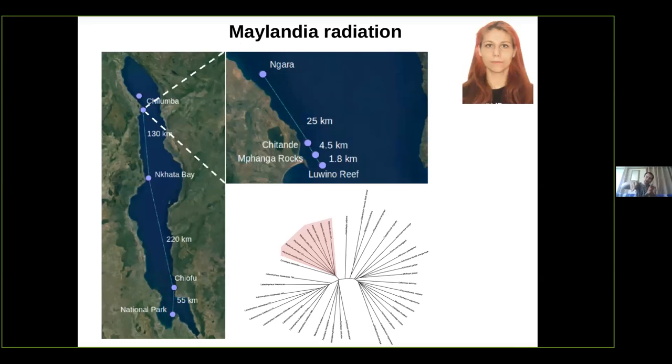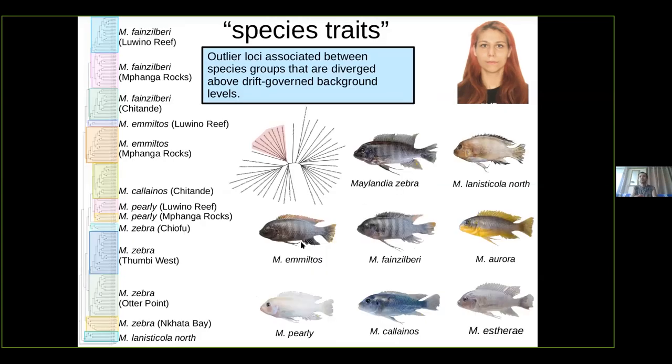Now I want to go up north to the lake and show you what Margarita has been looking at. She's been focusing on the same kind of clade that I was, the one that involves the zebras and Cynotilapia, but she's been looking at various other Melanochromis species there. The first thing that she did was a lot of characterization of the genetic relationships among these species. But then she became quite interested in species traits, so the outlier loci associated between different species groups that are diverged beyond what the background drift would dictate. And so these are the different species she's been working on.